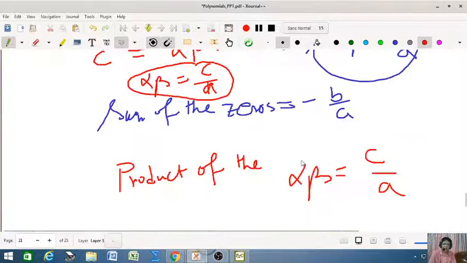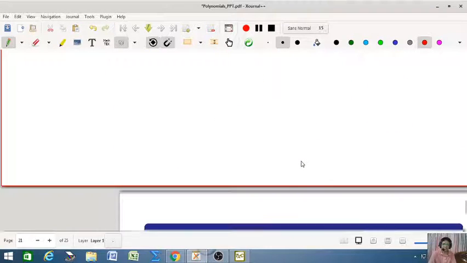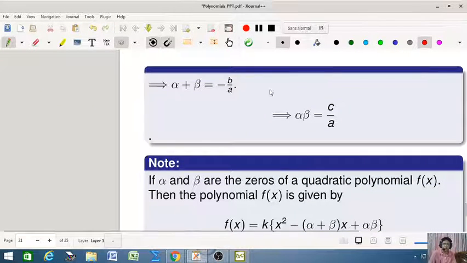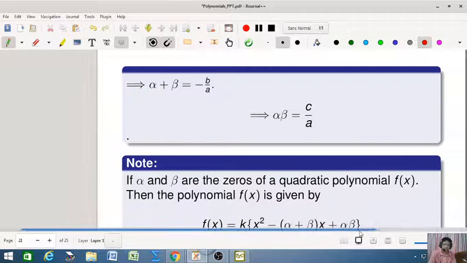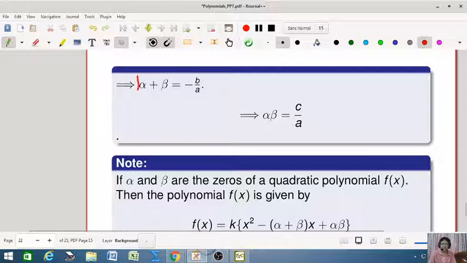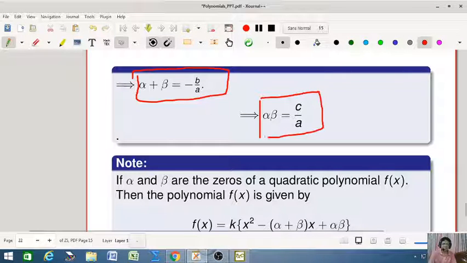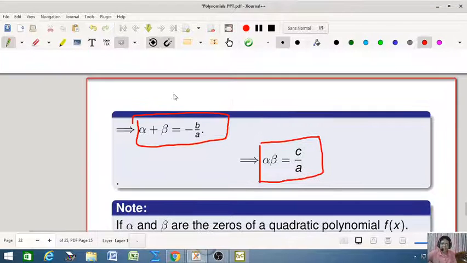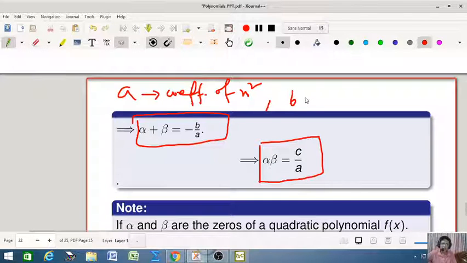Okay, and I have written this in a more formal way. This is the sum of the zeros, minus B by A. This is the product of the zeros, C by A. And what is A? A is the coefficient of x square.